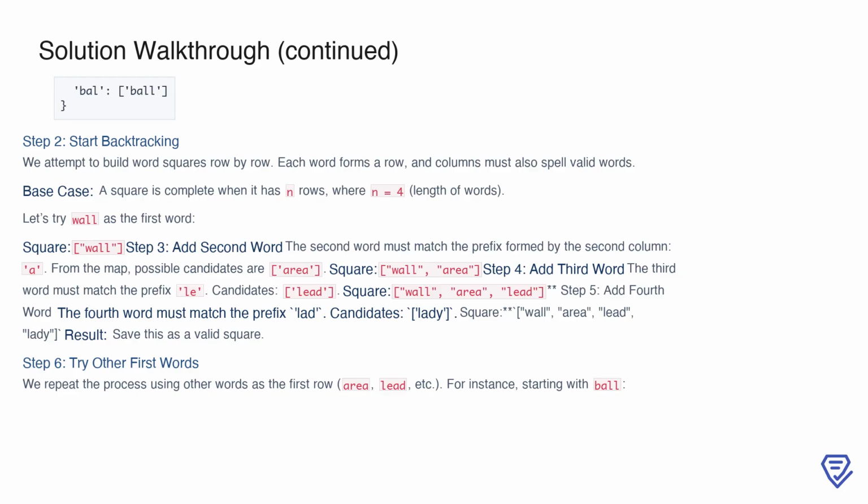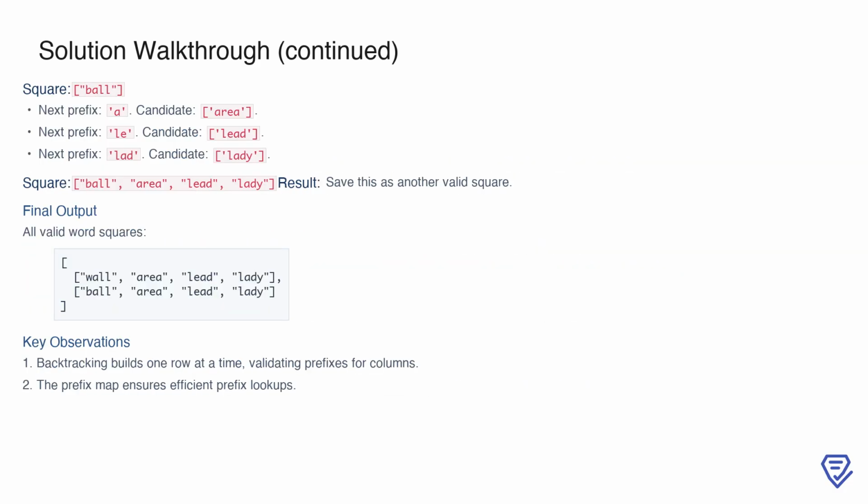For the third row, the prefix to match is le, and the candidate lead fits. Similarly, the prefix for the fourth row is lad, and lady matches. This forms a complete square, which we save as a valid solution. The process doesn't stop here, as we continue trying other words as the first row. For instance, if we start the square with the word ball, we repeat the process of matching prefixes to build potential solutions. The second row must match the prefix a, and area fits. The third row needs to match le, so we add lead.